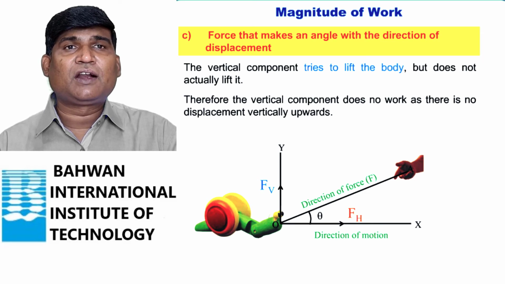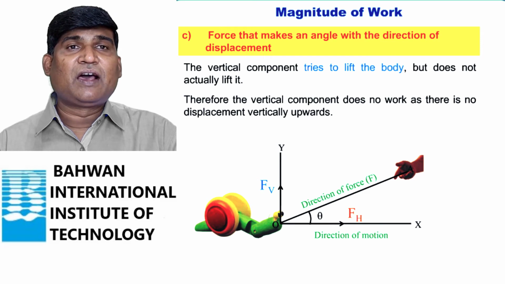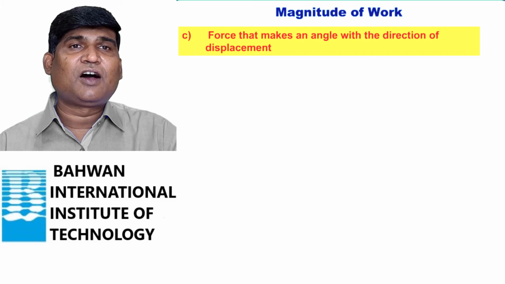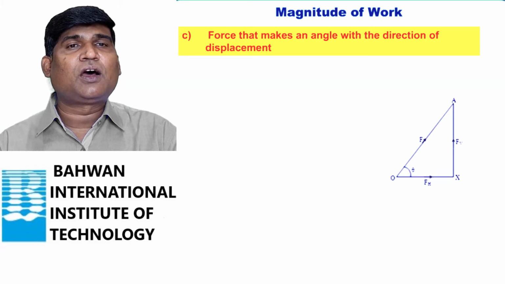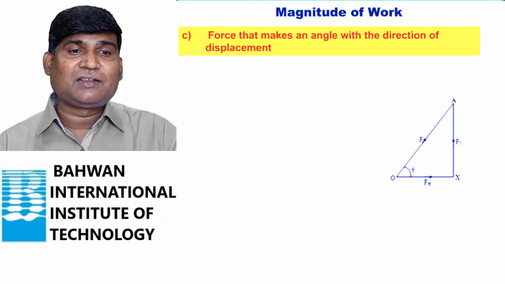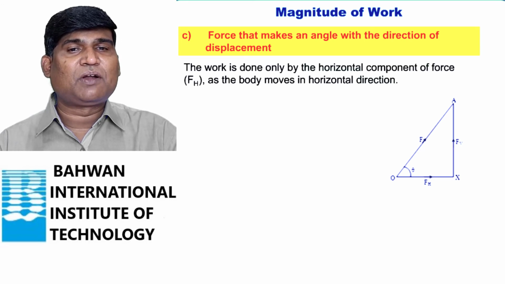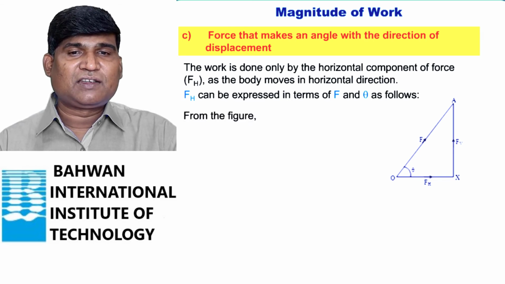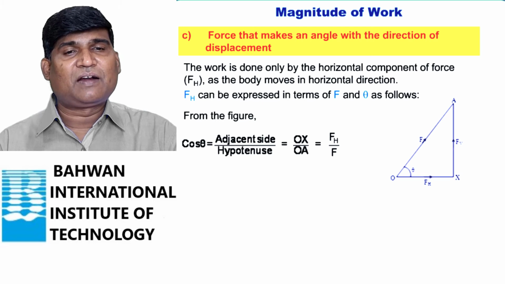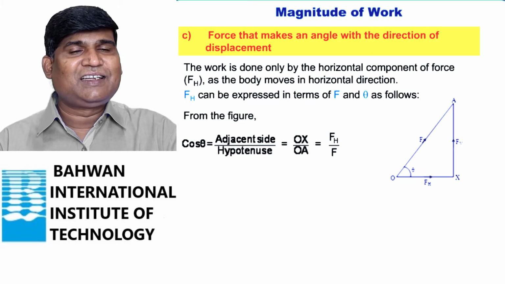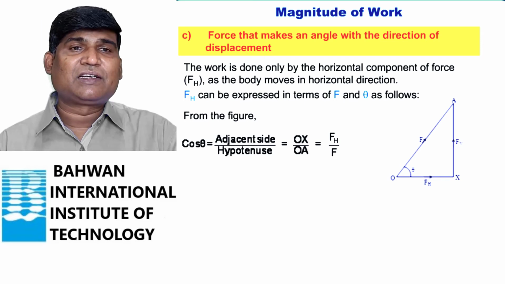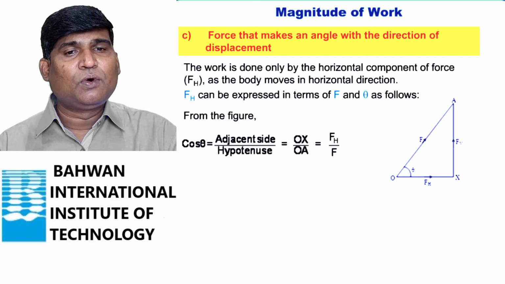Why? Because the vertical component is not able to lift the toy in the upward direction. So the displacement in the upward direction is 0. Therefore, I can say the work done by the vertical component is 0. Now, we are able to see there is a horizontal component, and that horizontal component is along OX and the displacement is also along OX. So to calculate that horizontal component, I am using this formula. In a right angle triangle, we can calculate using the Pythagoras theorem. We already know cos theta is always adjacent side by hypotenuse. The adjacent side in the figure is OX, and the hypotenuse is OA. Therefore, I can write it as Fh by F.